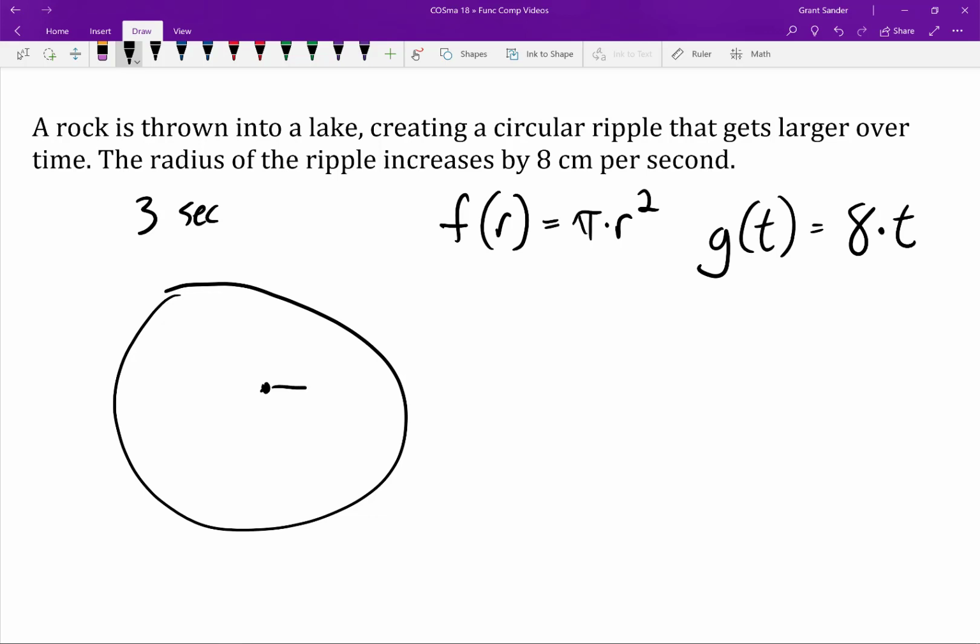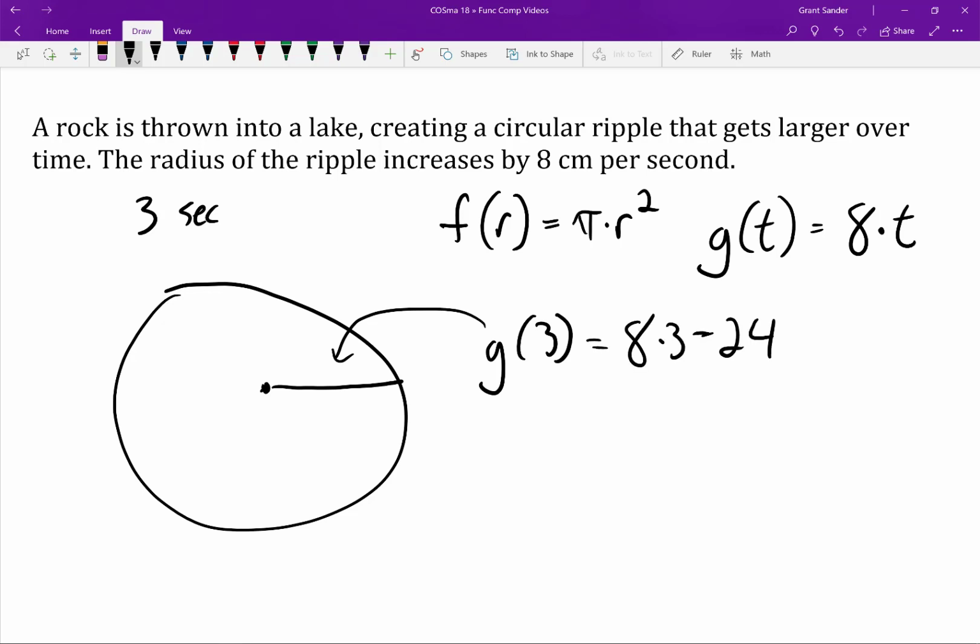Now the circular ripple has some radius. The function g will give us the radius of that circular ripple in centimeters given a number of seconds t. So g of 3 will give us that radius. And g of 3 is equal to 8 times 3, which equals 24. And therefore, the radius of that circular ripple is 24 centimeters, 3 seconds after the rock hits the water.